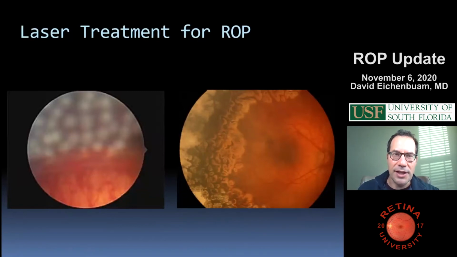ETROP also looked at laser. Laser is still the mainstay of treatment. Laser is still the gold standard of treatment in 2021, even though anti-angiogenics have revolutionized our treatment. And some centers do them exclusively, some centers mix them with laser. I don't think there are any centers that don't do them at all anymore, but laser is still the gold standard. And laser is not like PRP laser for a diabetic.